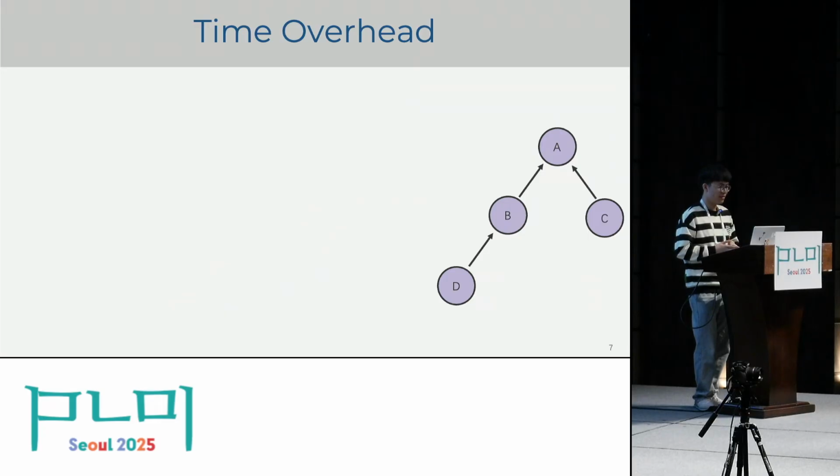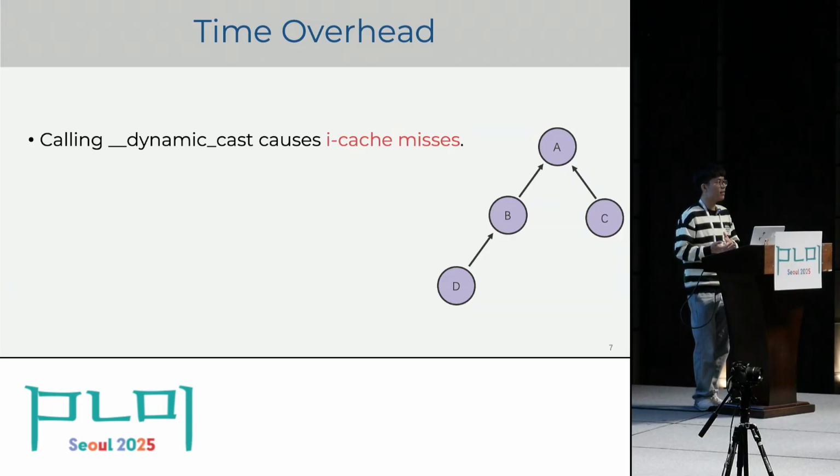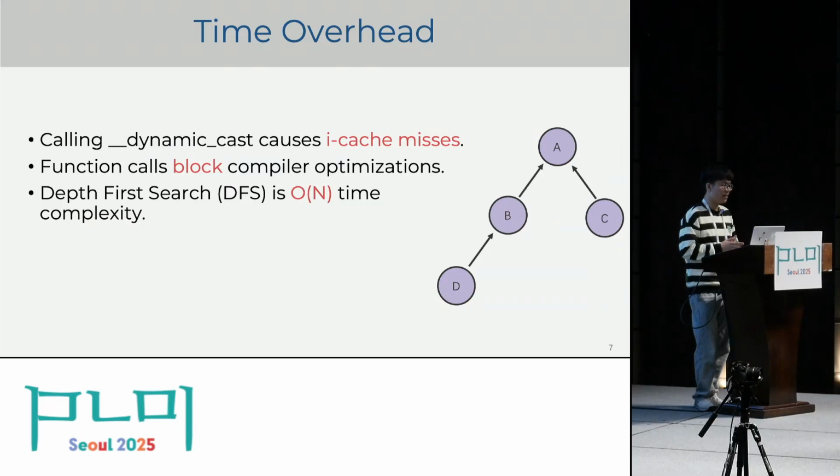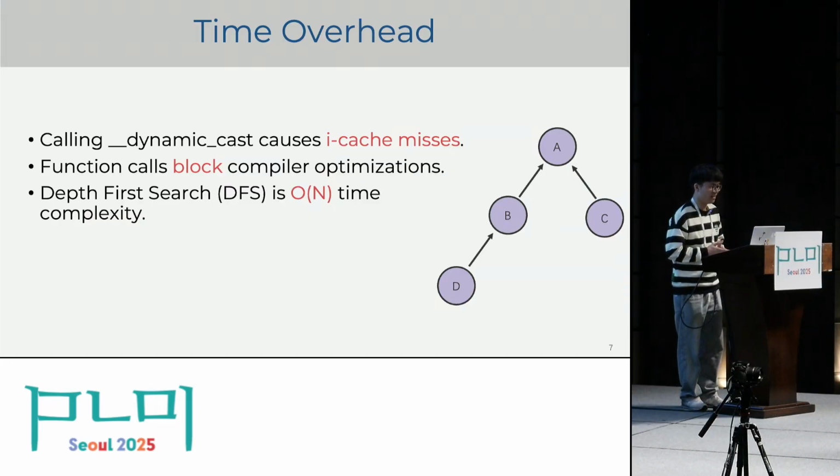Besides taking up space, dynamic_cast also slows things down. There are a few reasons for that. The first is that dynamic_cast is implemented in the standard library, so calling it might cause instruction cache misses. The second is that, since it is a function call, it acts like a barrier for compiler optimizations, and most compiler optimizations cannot really kick in. And the third is that the actual downcast algorithm is depth-first search, which has linear time complexity. So downcast is safe, but it is definitely not cheap.